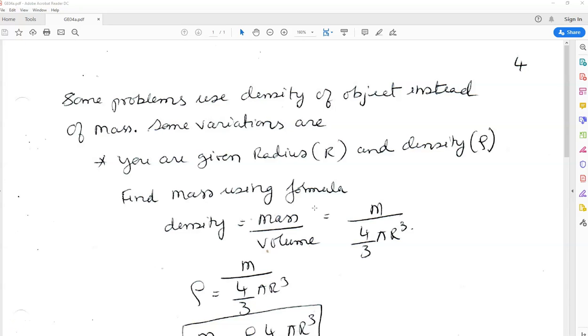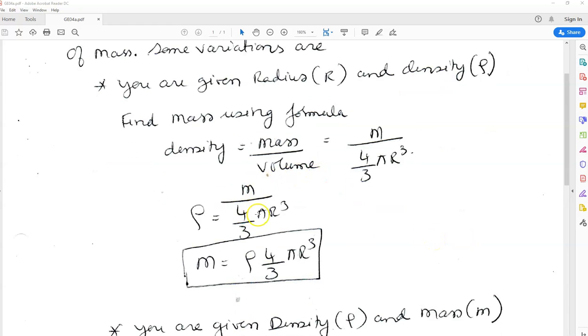I've also seen some problems where you are given the density instead of the mass of the object. I've got an example here. So you are given the radius of the object as well as the density of the object, and you have been asked to find the mass. It's not just finding the mass. Probably you have to use a formula where you need the value of the mass, and you must be aware of this formula. Density equals mass by volume. So from this you can find out the value of mass.